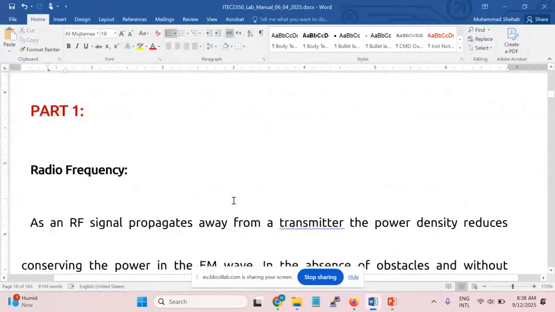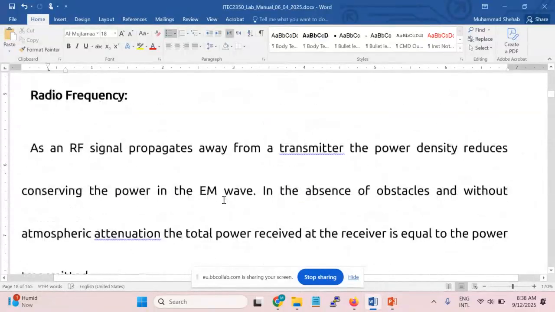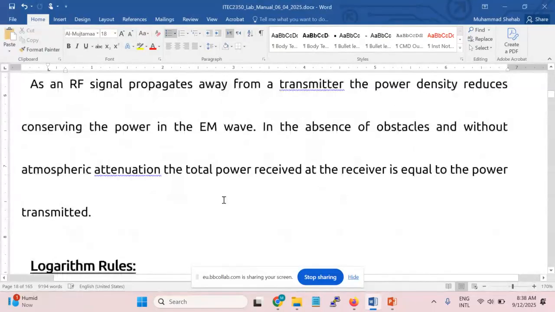This lab is about 2 parts. The first part is about radio frequency and logarithm rules. So as a radio frequency signal propagates away from a transmitter, the power density reduces.